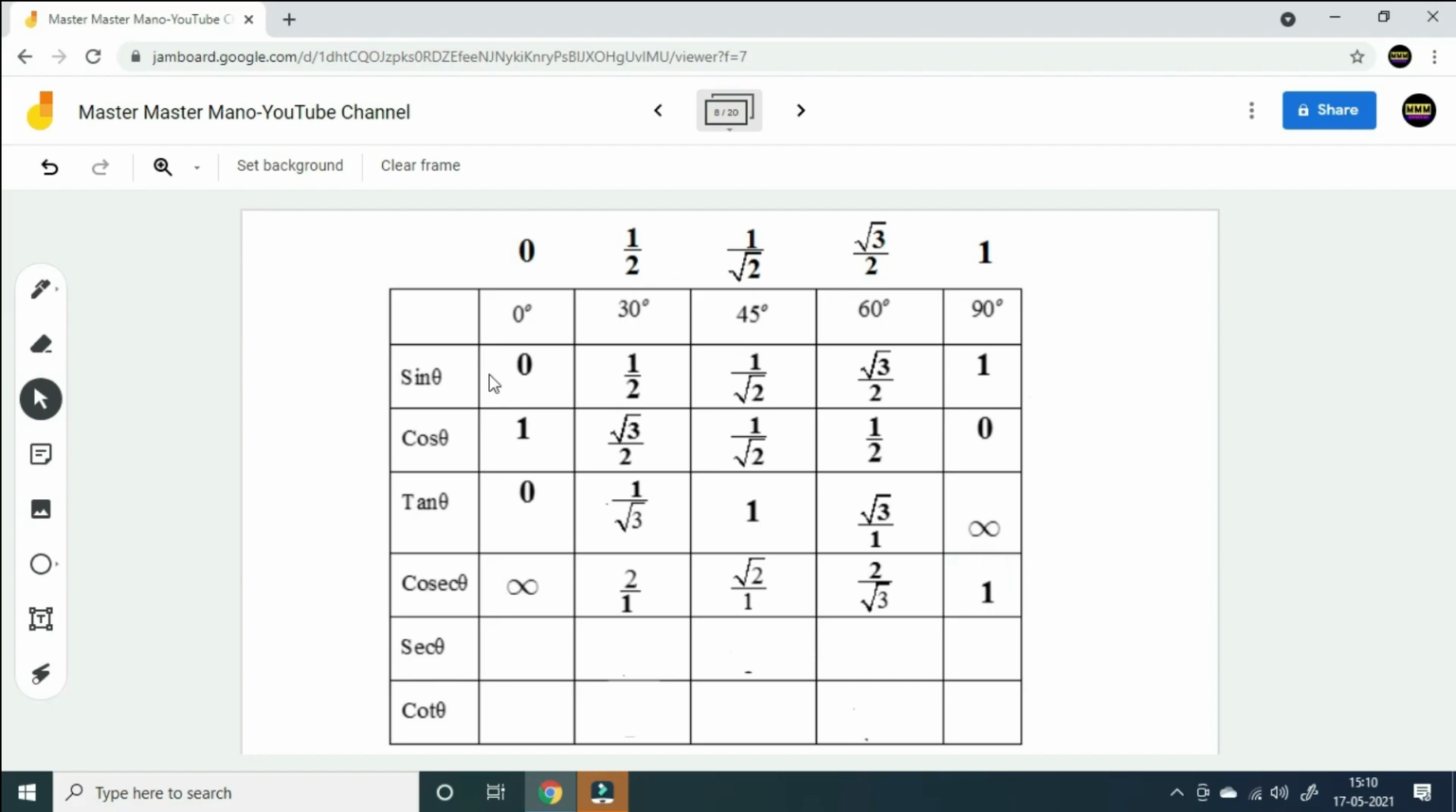For secant 0 degree, we have to write the reciprocal value of cos 0, that is when 1 is written in reciprocal, it will be 1. For secant 30 degree, we have to write the reciprocal value of cos 30 degree, that is when root 3 by 2 is written in reciprocal, it will be 2 by root 3. For secant 45 degree, we have to write the reciprocal value of cos 45 degree, that is when 1 by root 2 is written in reciprocal, it will be root 2 by 1. For secant 60 degree, we have to write the reciprocal value of cos 60 degree, that is 1 by 2 when written in reciprocal, it will be 2 by 1.